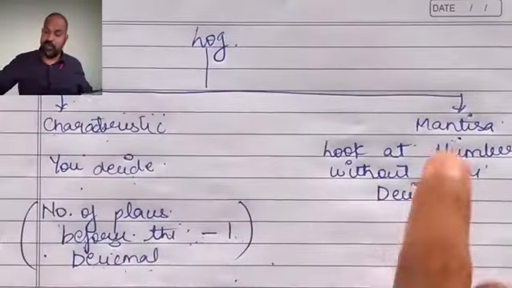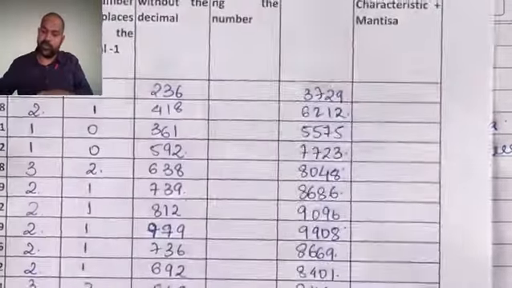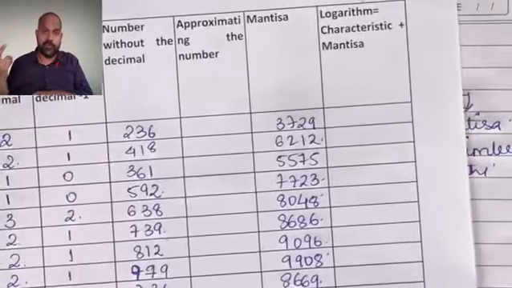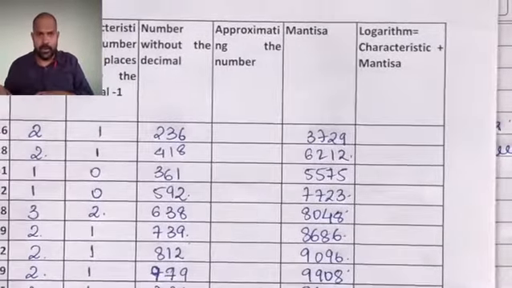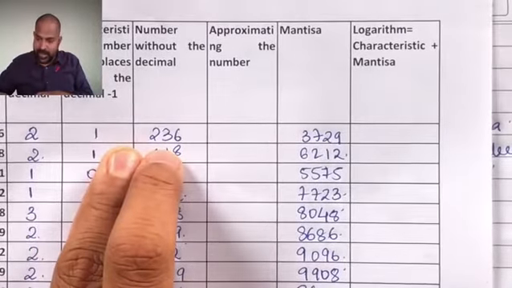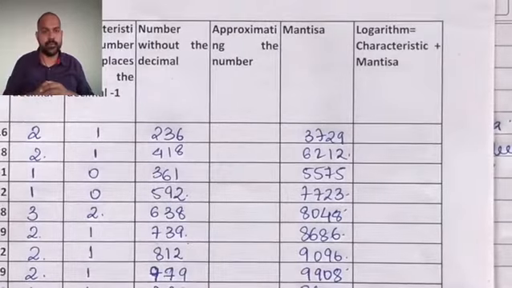Now mantissa. For the mantissa, we look at the number without the decimal. Where do we look for the number without the decimal? In the log table. How are we looking at it? The first two digits in the first column and then the third digit in the next column. Fine.